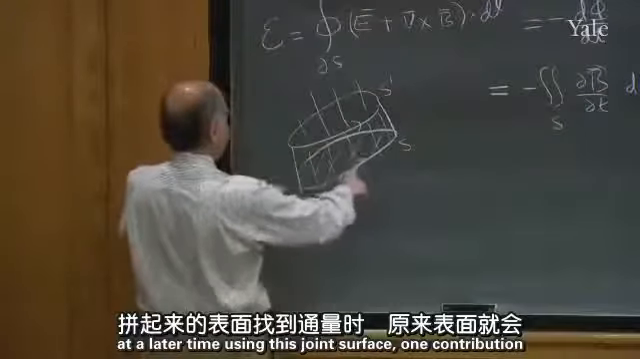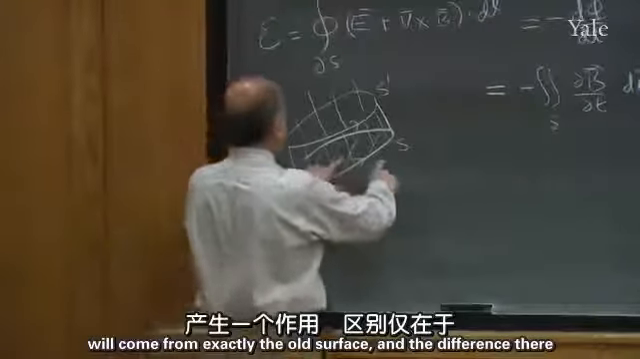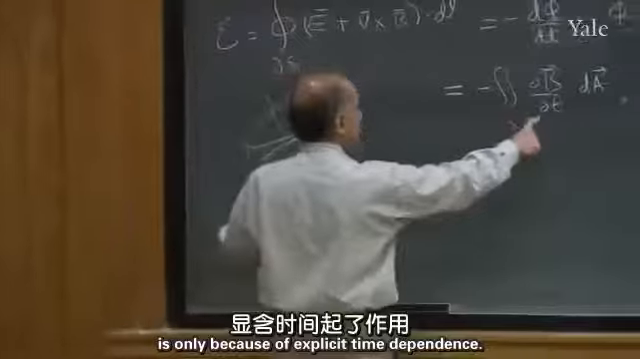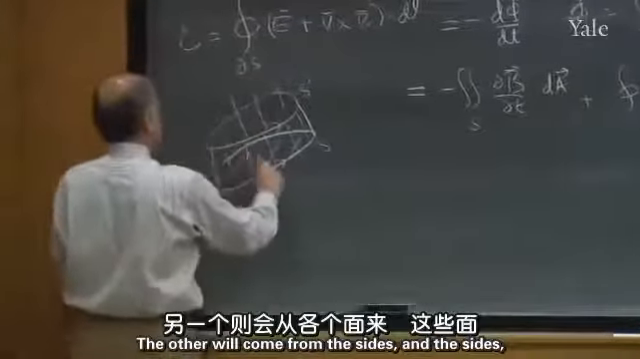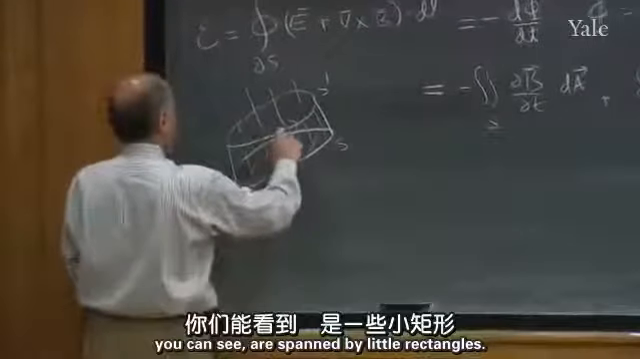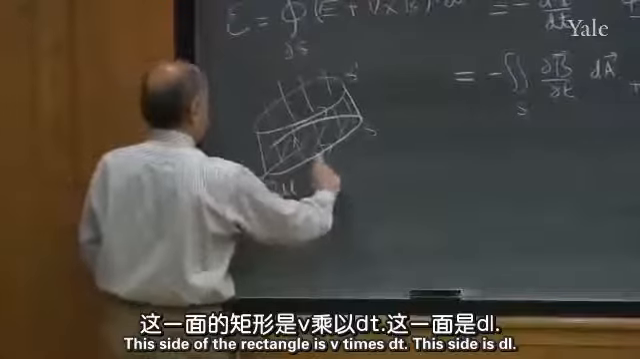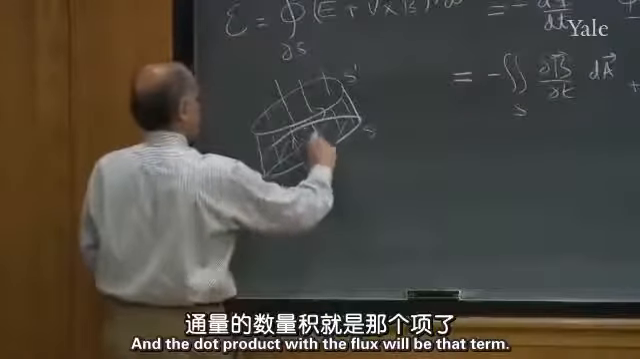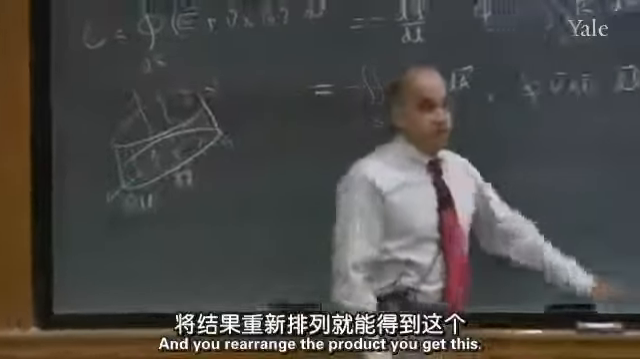The advantage of doing it is that when you find the flux at a later time using this joint surface, one contribution will come from exactly the old surface, and the difference there is only because of explicit time dependence. Other will come from the sides, and the sides, you can see, are spanned by little rectangles. This side of the rectangle is V times dt, this side is dl, and the dot product with the flux will be that term, and you rearrange the product, you get this.